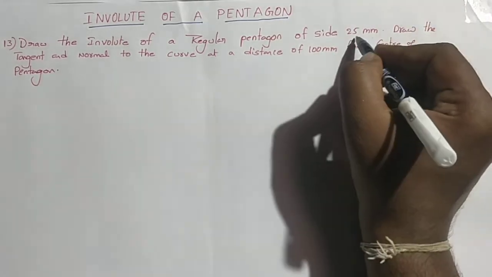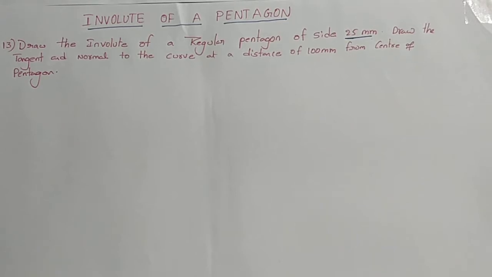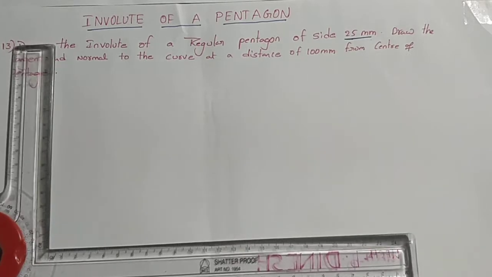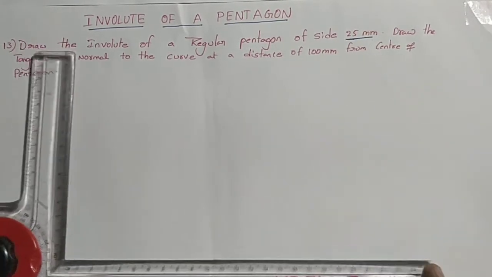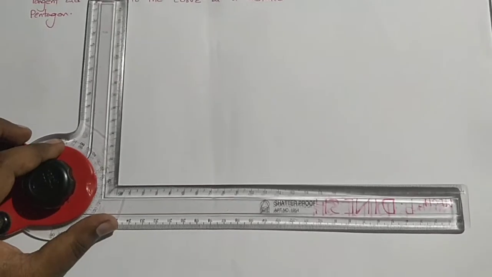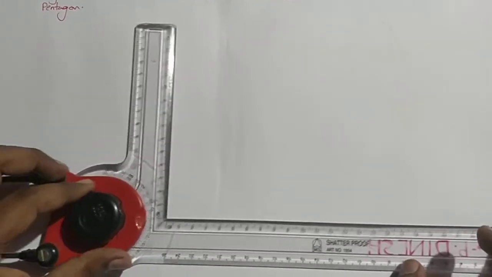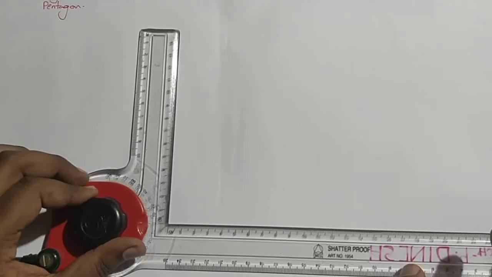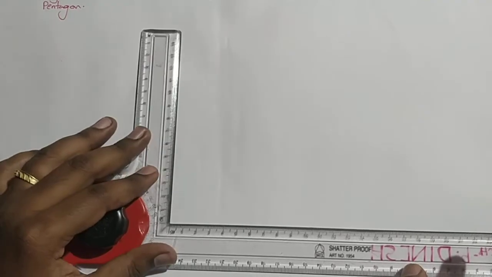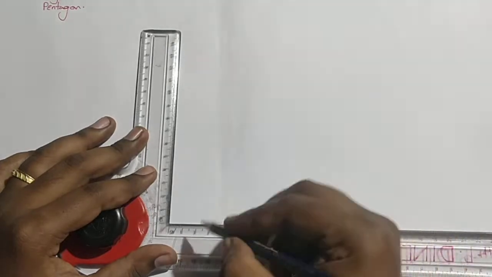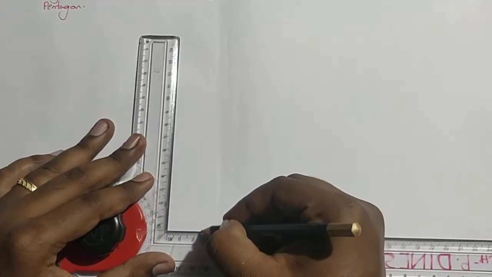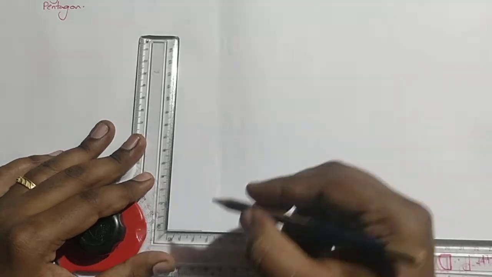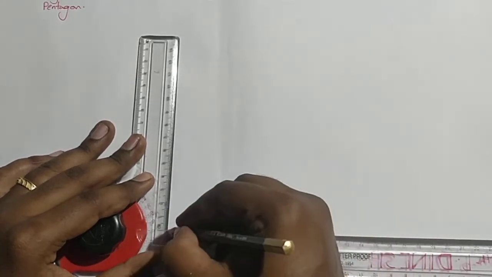First we need to construct a pentagon with side 25 mm. Here we know the side length, so by using the side length we can draw the pentagon by the angular method. First I am drawing the pentagon with the given side length 25 mm. This point is A and this one is B.